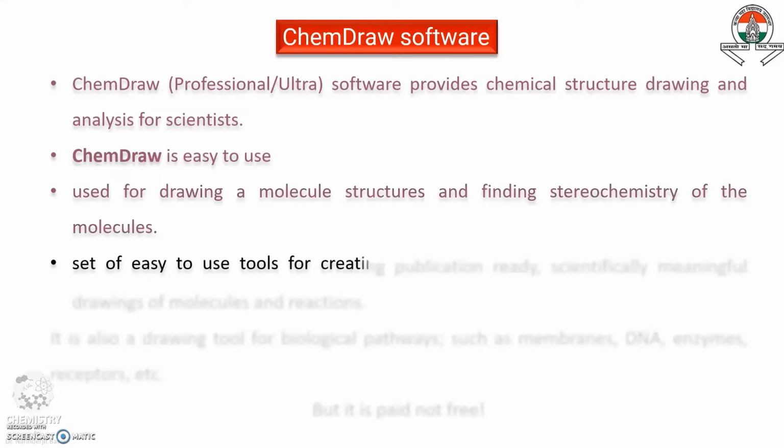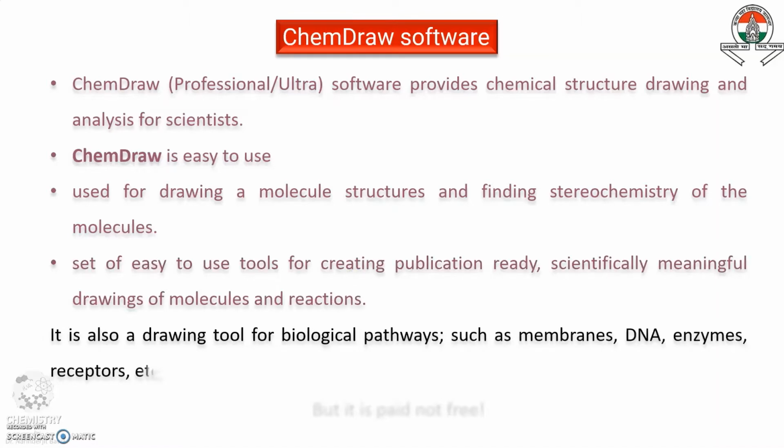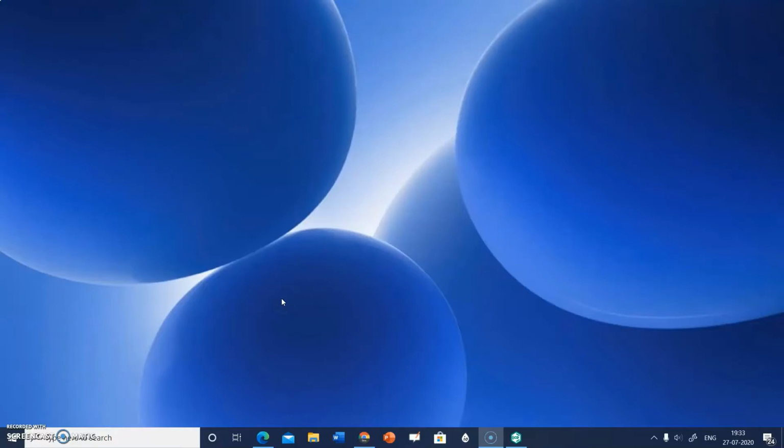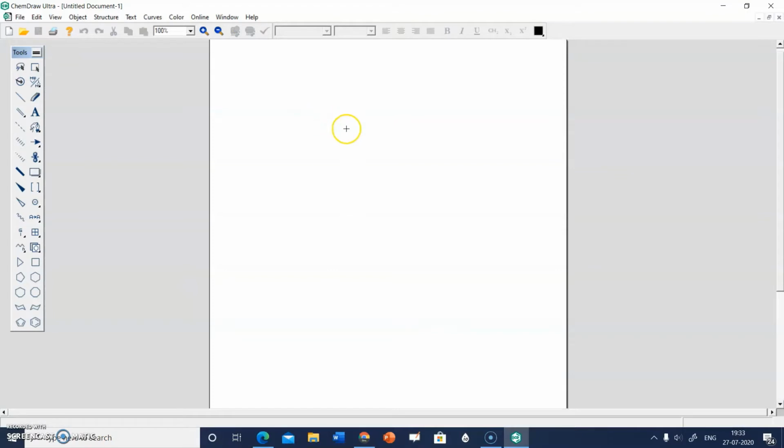It is a set of easy to use tools for creating publication ready, scientifically meaningful drawings of molecules and reactions. It is also a drawing tool for biological pathways such as membranes, DNA, enzymes, receptors, etc. But the disadvantage of this is that it is paid and not free. So if you have installed ChemDraw on your PC, just click on the icon of ChemDraw and it will get opened. So this is ChemDraw.